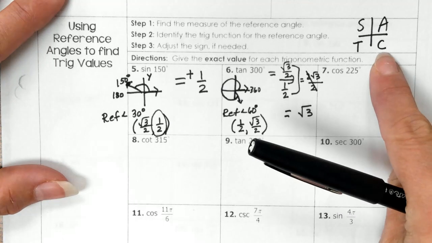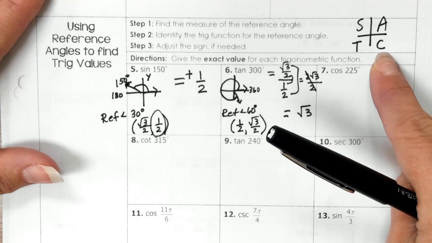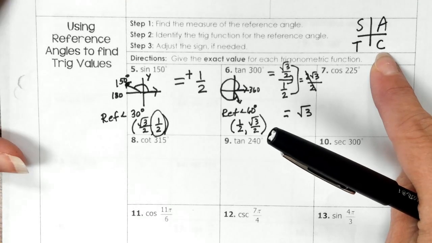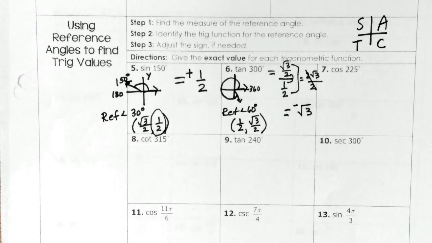And in the fourth quadrant, cosine is positive. But guess what that means tangent is? Negative. Because cosine's positive, not tangent. So tangent would be negative in that quadrant.